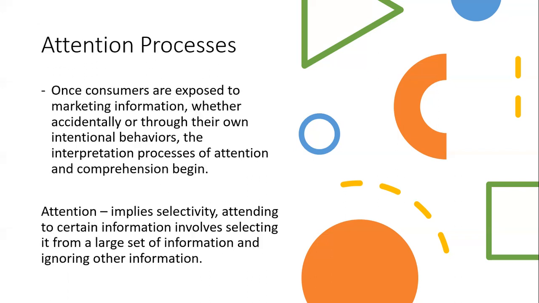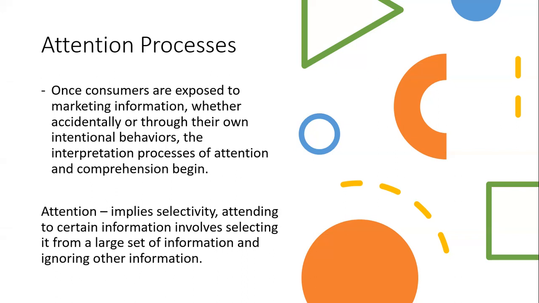Next, we have attention processes. Once consumers are exposed to marketing information, whether accidentally or through their own intentional behaviors, the interpretation processes of attention and comprehension begin. So we will look at the levels of attention and factors affecting attention, and describe how marketing strategies can influence consumers' attention. What does it mean for a consumer to attend to a marketing stimulus, such as a newspaper ad or a display ad in a store?